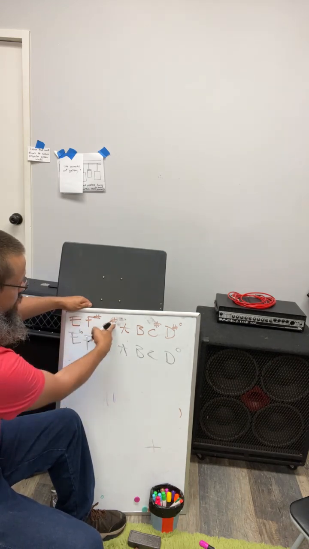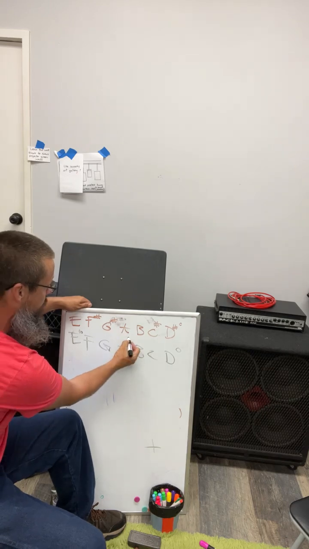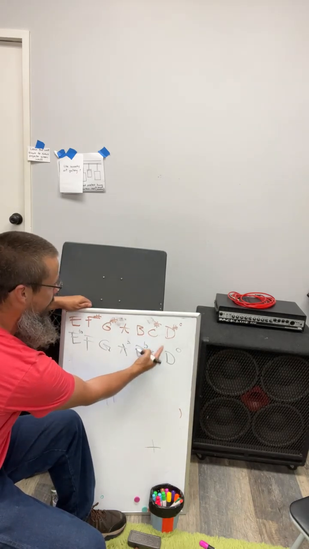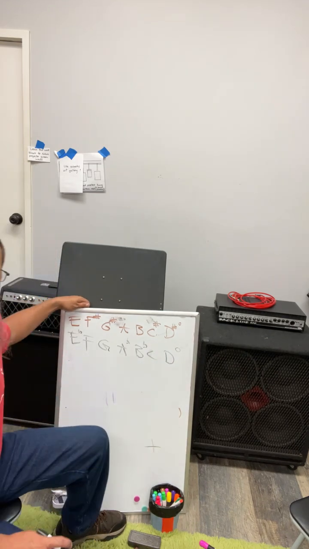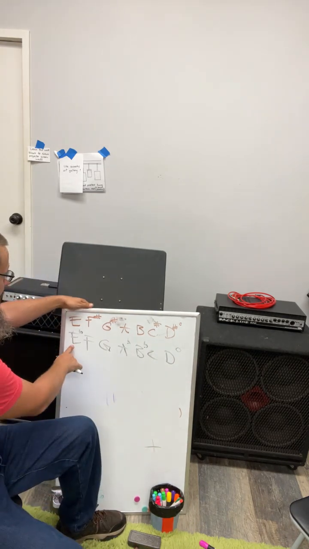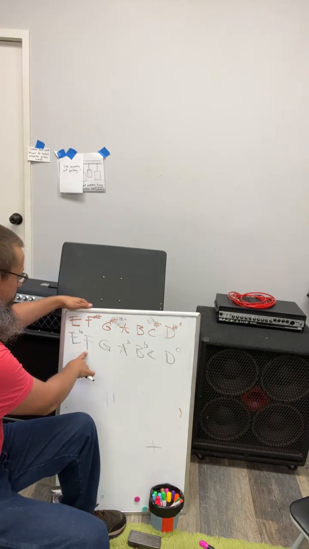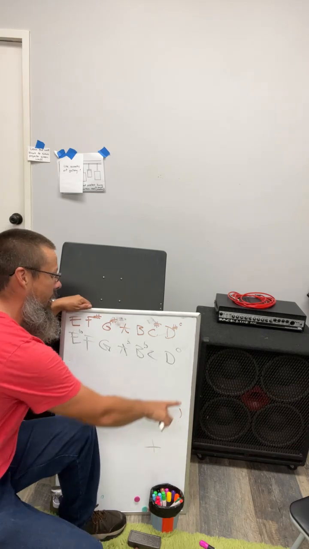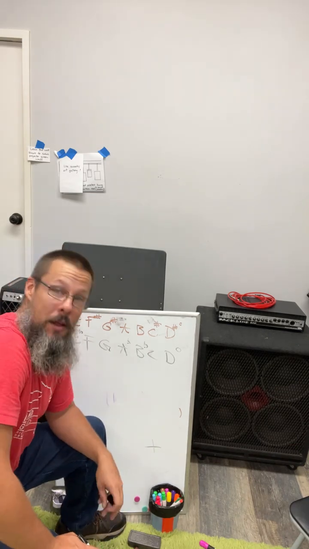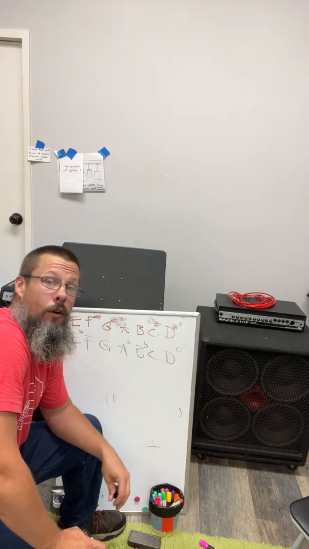F goes to a natural, G sharp goes to a G natural, A goes to an A flat, B goes to a B flat, C sharp goes to a C natural, D sharp goes to a D natural, and then we get our spelling. E flat major, F minor, G minor, A flat major, B flat major, C minor, D diminished. That is how you use the circle of fifths.